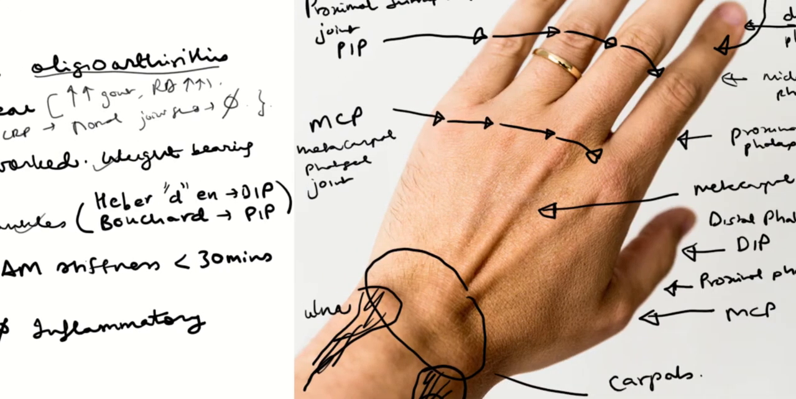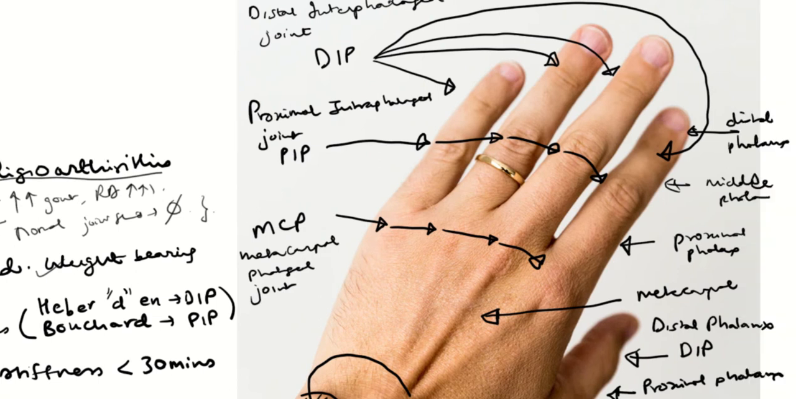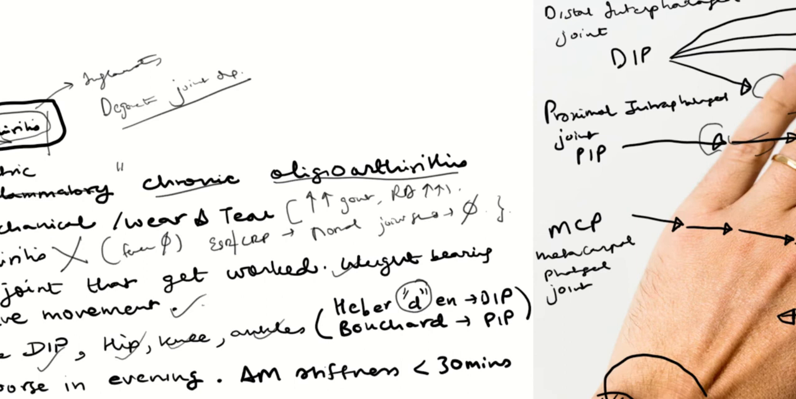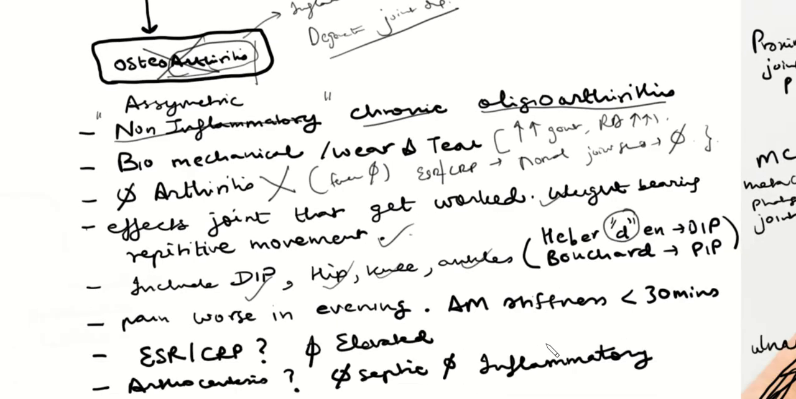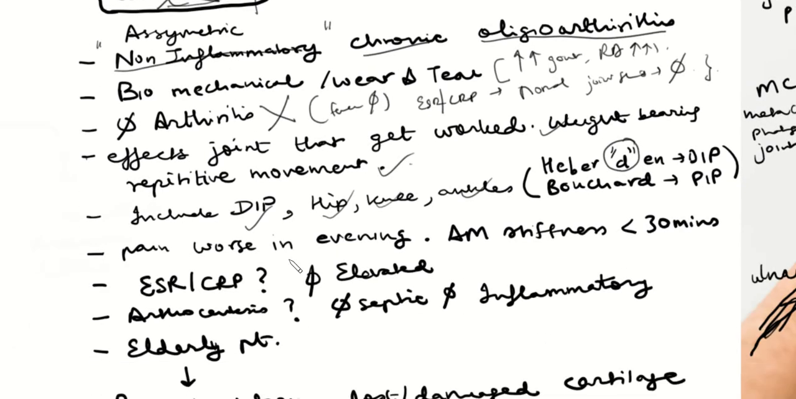Again, there's a couple of findings. It's called Heberden's nodes and Bouchard's nodes. Heberden has D in it. These are nodes you find here in the distal DIPs. And Bouchard's nodes are in the PIP, right here. Which is a stark contrast to swan neck and boutonniere deformity. Pain is worse in the evening after we've used the joint.